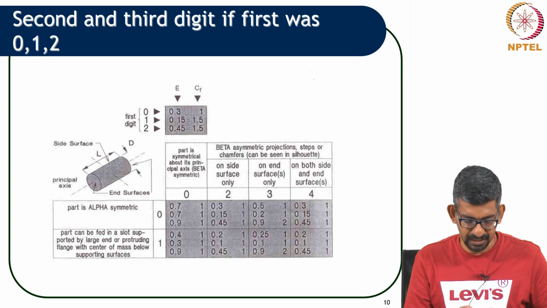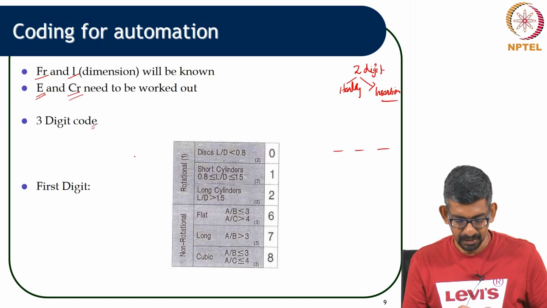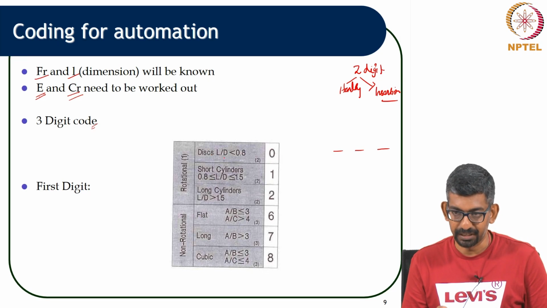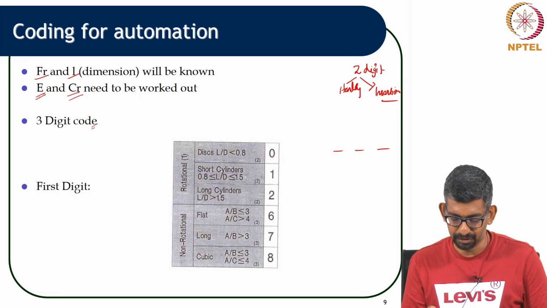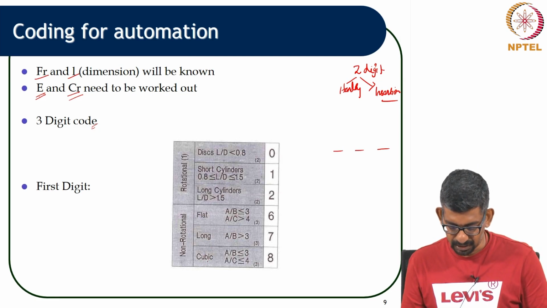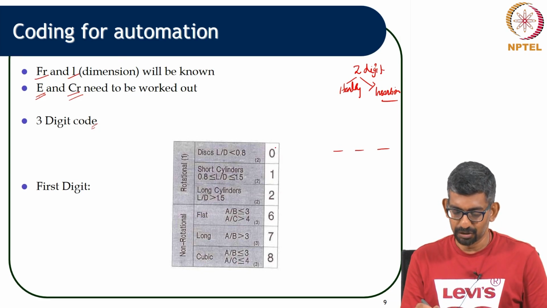And if it is like this, then it will be an L by D ratio, if it is cylindrical stuff. So, if it is cylindrical or a disc, you are going to look at your L by D ratio. If it is greater than 0.8, then your digit is 0. If it is a short cylinder, it is 1. If it is a long cylinder, it is 2. Similarly, if it is non-rotational and it is flat, then what is A by B, what is A by C? Long means it is just A by B, where C, the third dimension, is negligible, and if it is cubic, then A over B and A over C. These are the conditions, right.